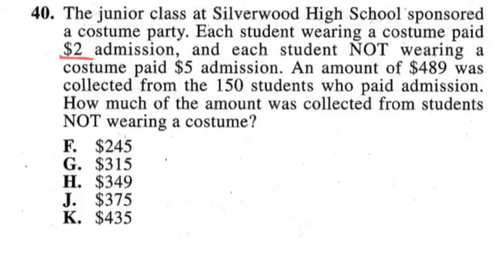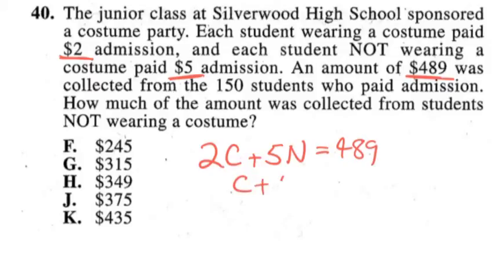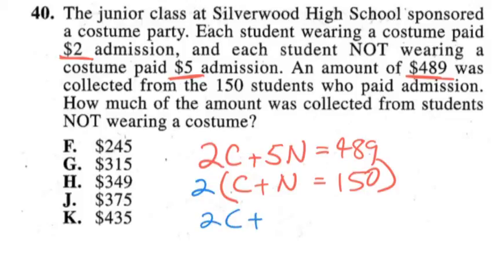Okay? So now we see that we paid $2 admission for those wearing a costume and $5 for those not wearing a costume. Altogether, this totaled $489. So we'd write that, and then the next one tells us 150 students paid. So hopefully you noticed that that's going to be C plus N is 150. Now I'm taking a little different twist this time, and I'm just going to multiply that second equation by 2. So I'll have 2C plus 2N equals 300.